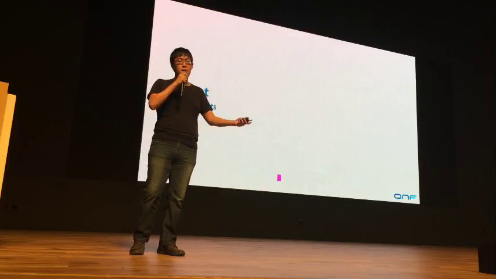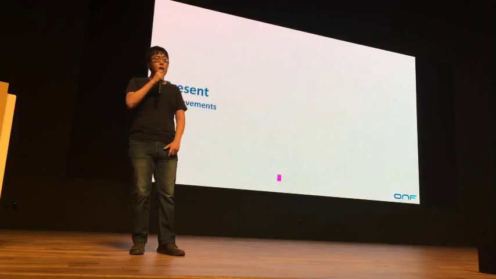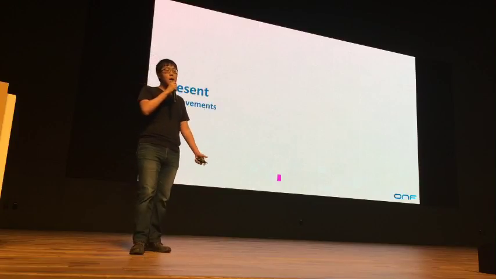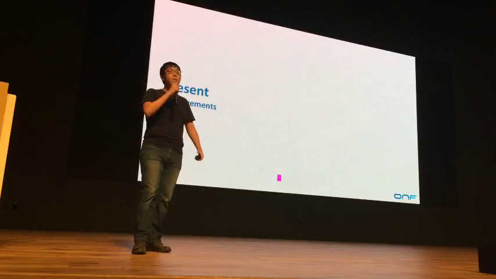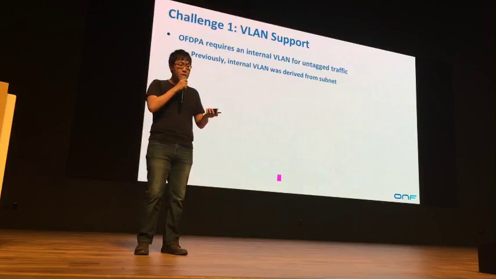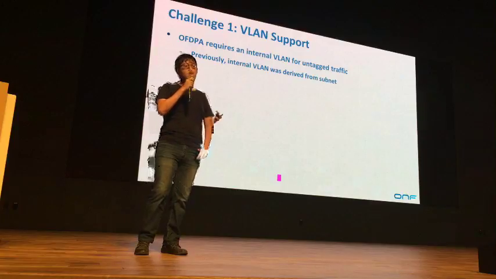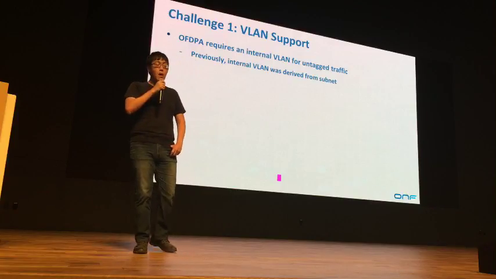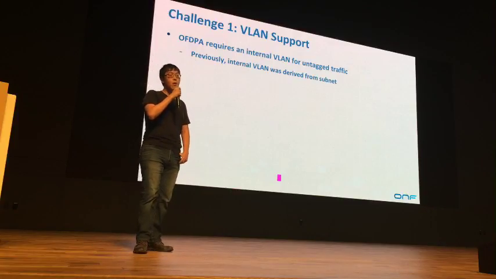So that's the basic features of the Trellis fabric. Now I'm going to talk about a few improvements we have done in the past year. I'm going to start with the first challenge we faced. It's about the VLAN support.